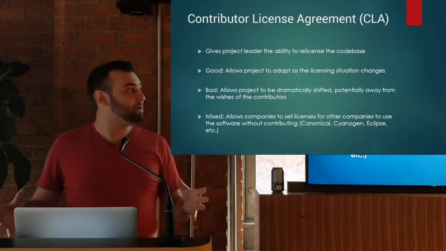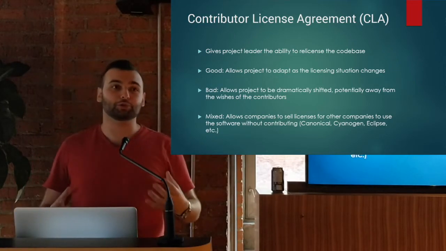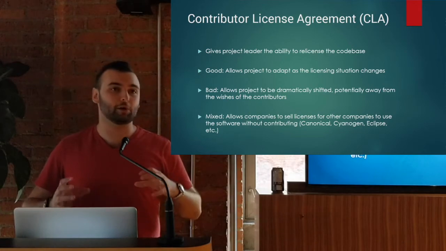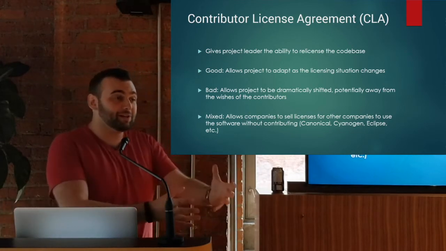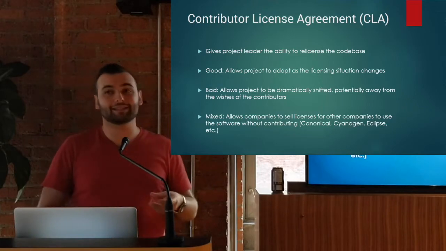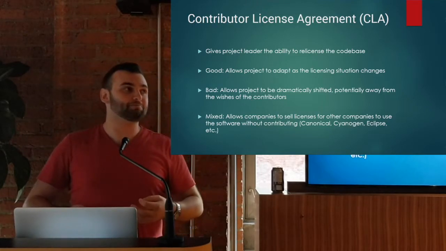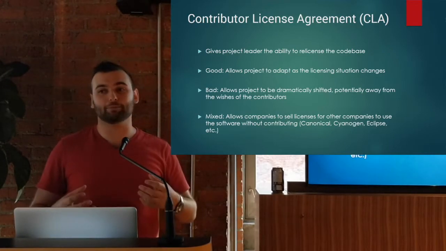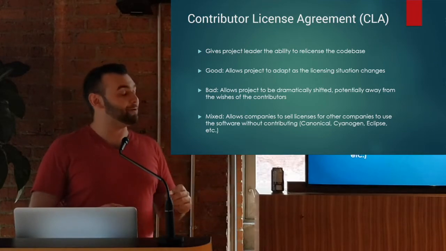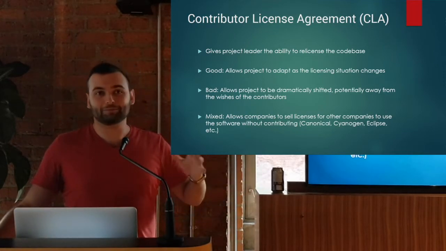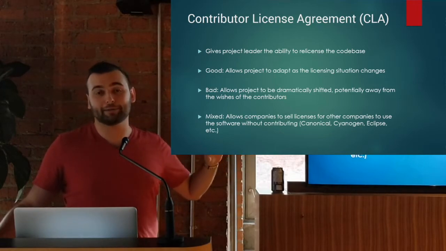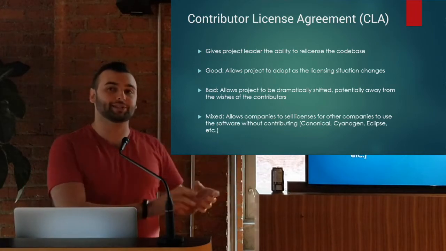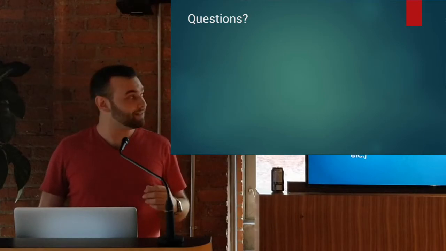And one way that people try and avoid this is with a CLA, a contributor licensing agreement. It gives the project leader the ability to re-license the codebase under whatever license they want, which is good because it avoids those potential licensing issues, and also bad because it means that the code may not stay the way you want it to be licensed. You may end up with a very different direction than you were aiming for. And it also has something which can be good or bad depending on how you're looking at it, in that it lets companies take the code and relicense it under a commercial license to sell it to other companies.